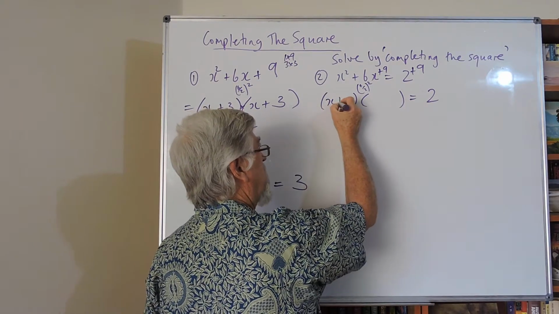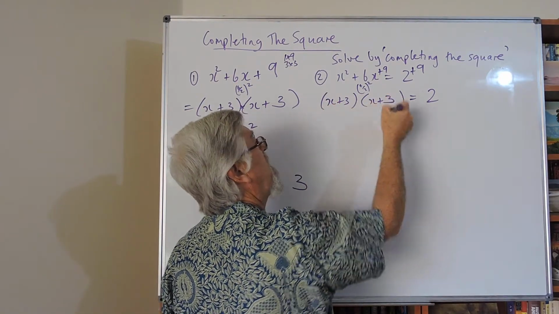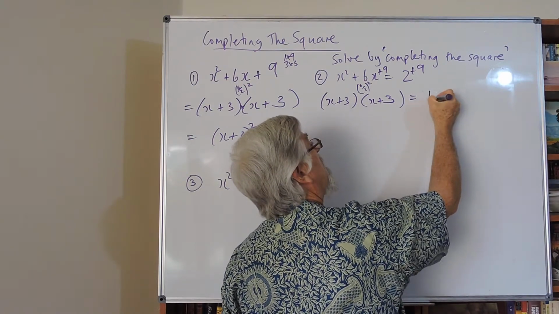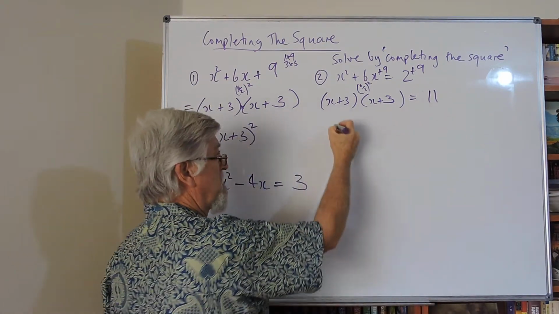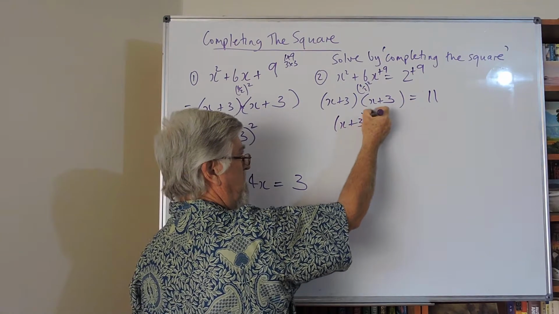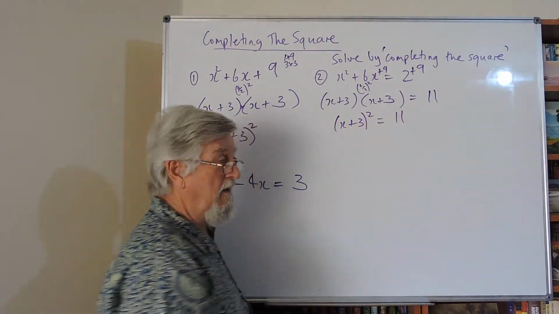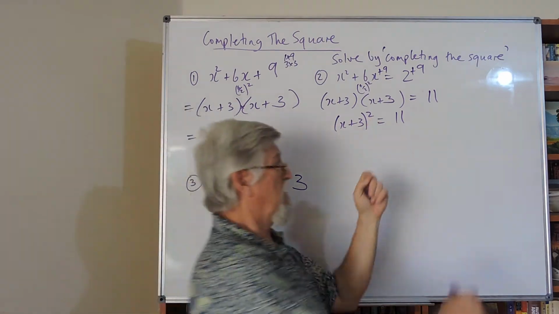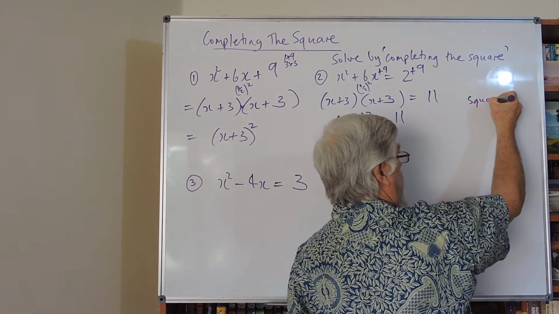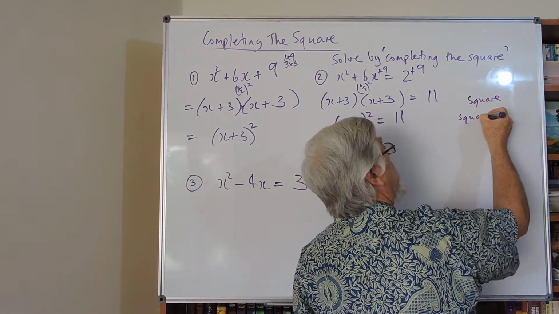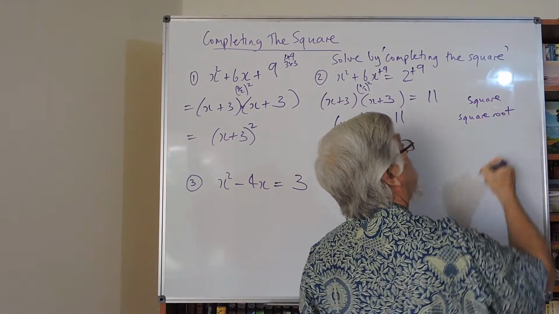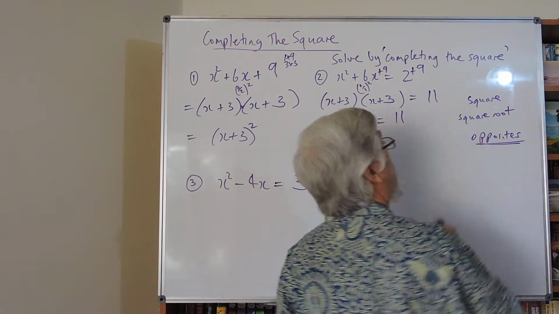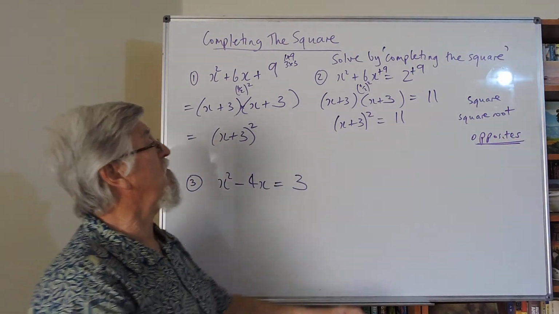So this will become an x plus 3 and an x plus 3, and instead of a 2, this would then become an 11. So if I wrote this now as x plus 3 all squared equals 11, then I can solve this equation. The opposite of a square is square root. Remember, they're called square and square root because they are the opposites of each other. Square and square root, same for cube and cube root.